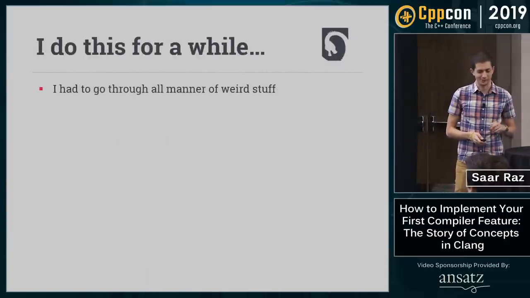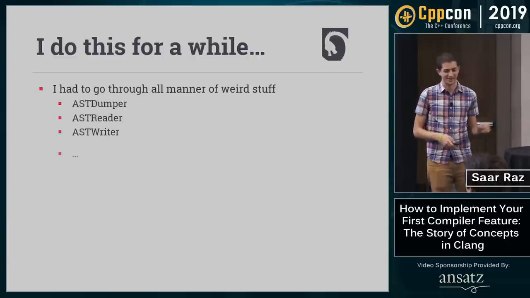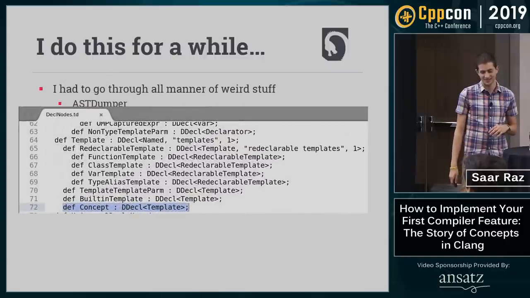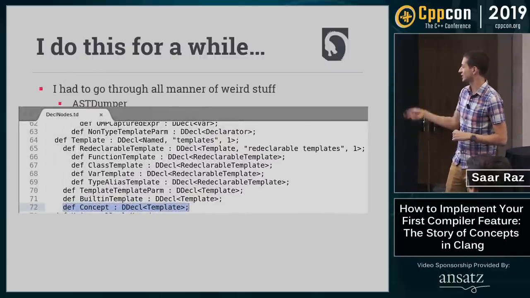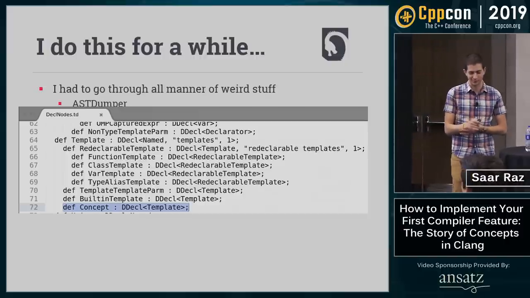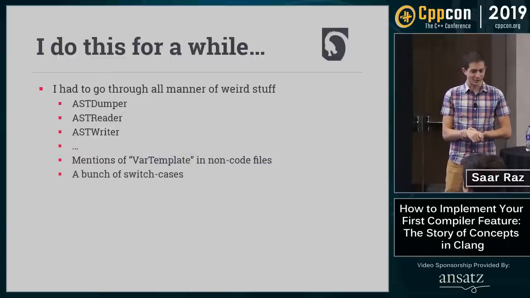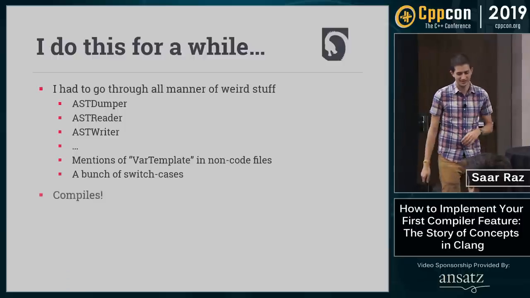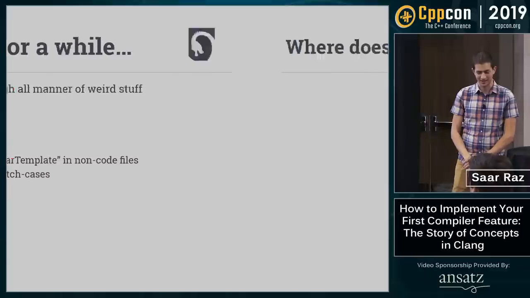I had to go through all manner of weird stuff, like the AST dumper, AST reader, AST writer, a bunch of mentions of var template in non-code files, like this. So there's var template over there, and I just added concept down there to make it look believable. And a bunch of switch cases that handle all the things, and I just added concept down there, and it compiles. Okay, this was amazing.